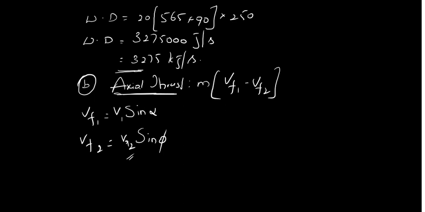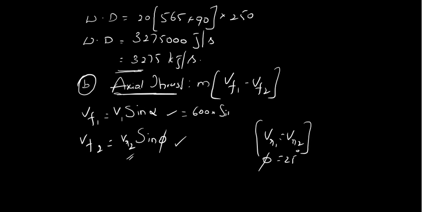Because Vr1 equals Vr2 because of the condition. And even I know the angle phi. It is 25 degrees given in the problem statement. Right? And from this I can get the value of Vf1. How? What is the value of V1 here? 600 multiplied by sine alpha, 20 degrees.